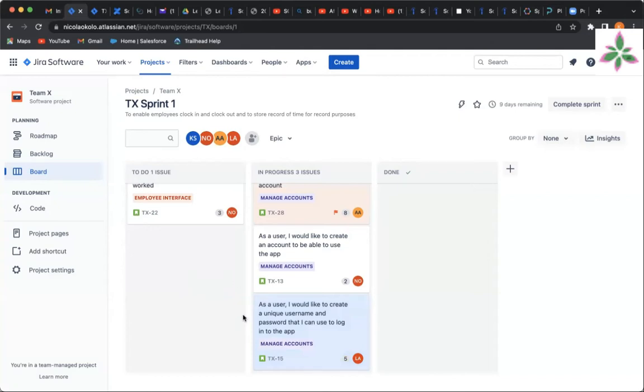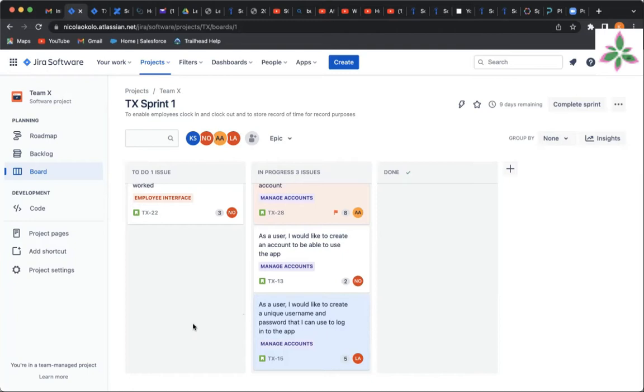Also important to note that one of the major objectives of this meeting is to create stories that are independent, negotiable, valuable, estimable, small, and testable. I'm pretty sure this sounds familiar. It's the INVEST criteria. I'm sure it's familiar to everybody here. Yes, the INVEST criteria.